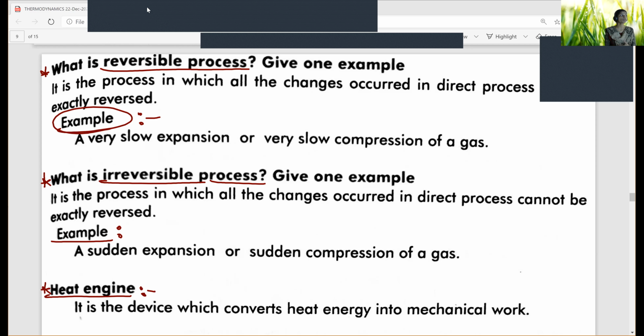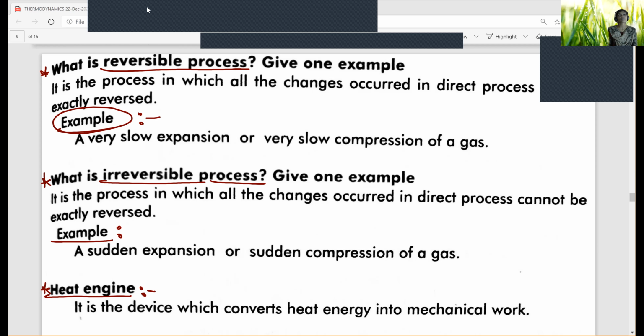Then what is an irreversible process? We cannot reverse the process back, so we call it an irreversible process. It is the process in which all the changes occurred in the direct process cannot be exactly reversed. So a reversible process can be reversed, an irreversible process cannot be reversed. Example: sudden expansion or sudden compression of gas is an example for irreversible process.